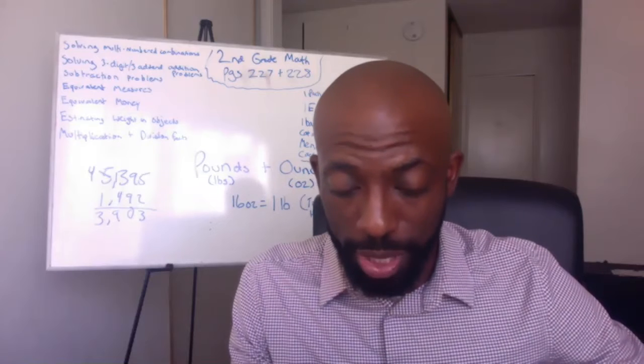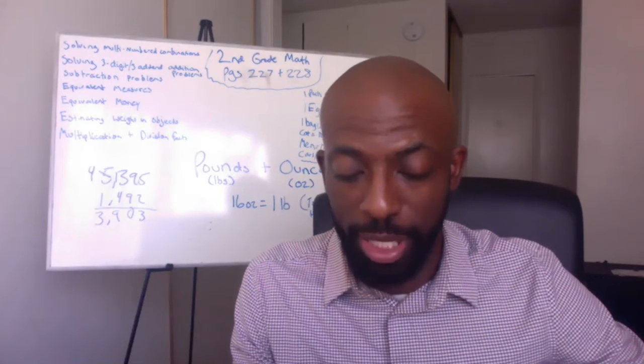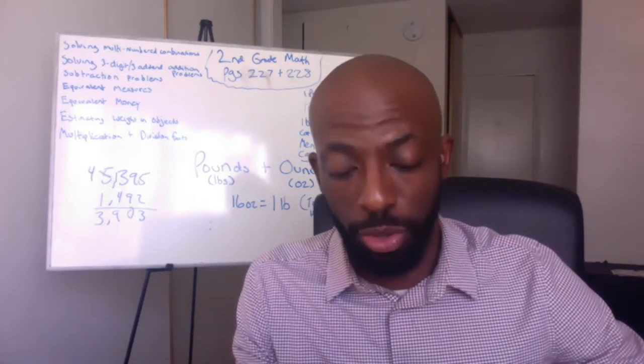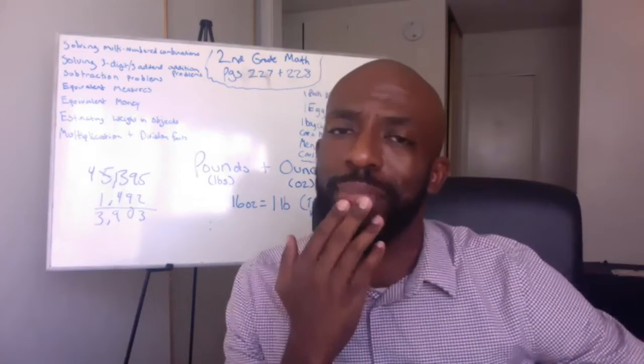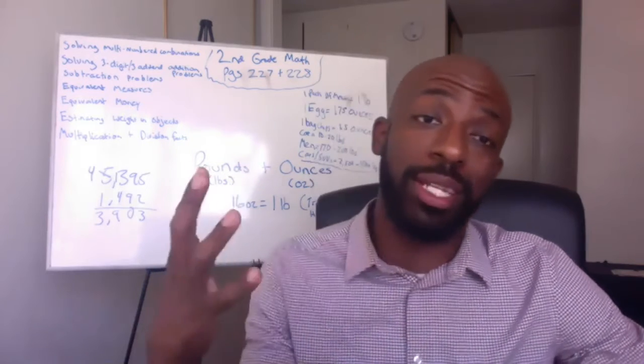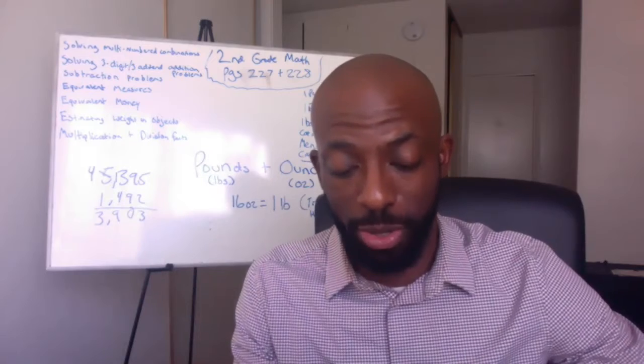And then number 3 says mark the unit that would be best used to weigh each object. It gives you the choices of pounds and ounces. You have to go through each picture and say, would I weigh this in ounces or pounds? Remember, pounds is a lot larger. Ounces is a little bit smaller, a lot smaller. All right, so that's your decision for numbers 1, 2, and 3.